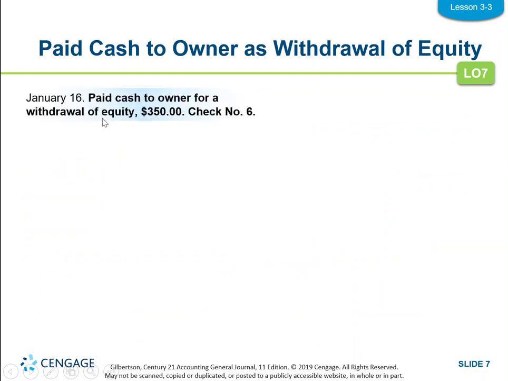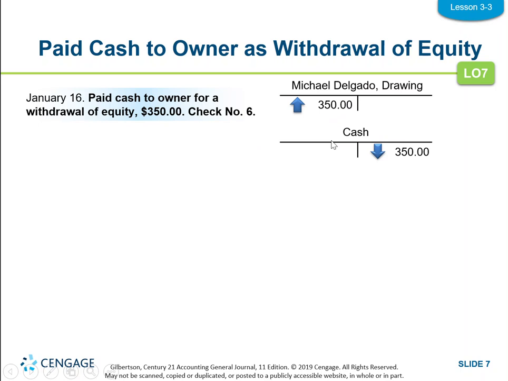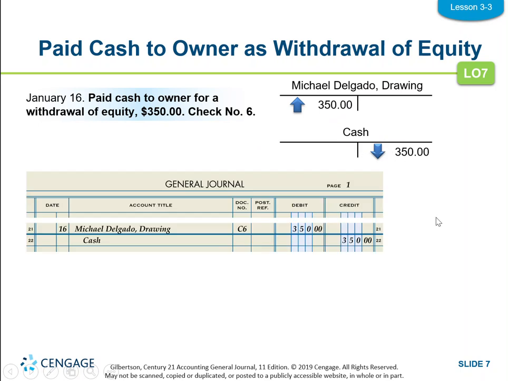All right, last one, the owner withdrew equity in the business. So we paid cash to the owner for a withdrawal of equity, $350, check number 6. So we're going to debit Michael Delgado, Drawing, $350. We're going to credit cash, $350.